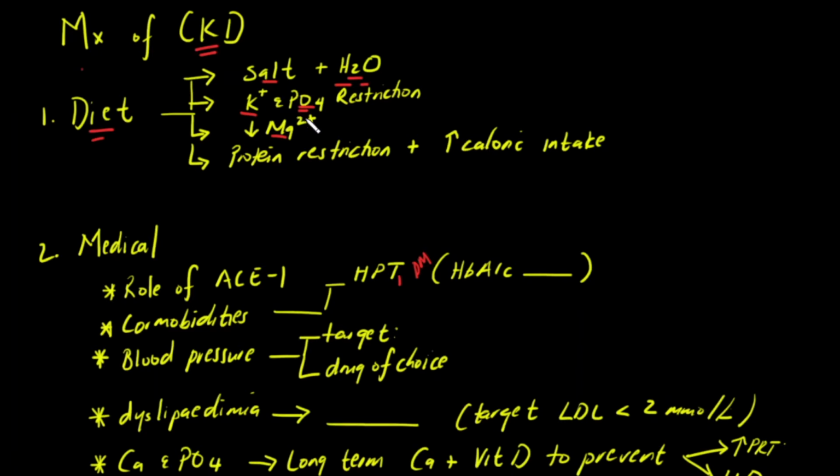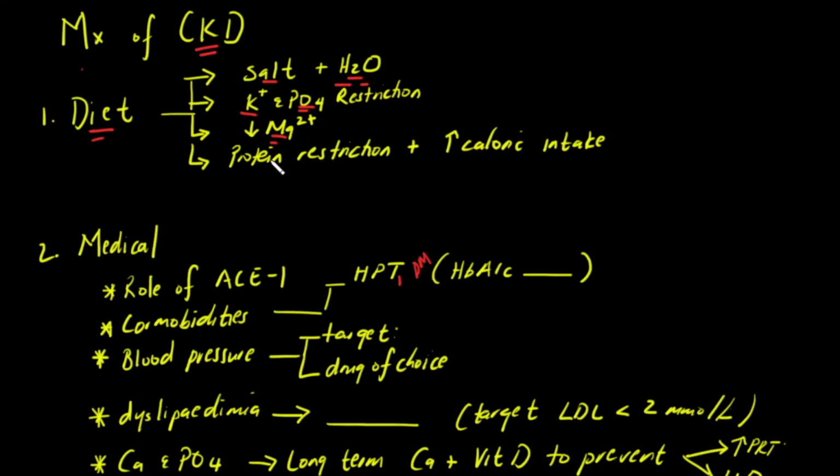And also avoid extra dietary magnesium. For example, you can use antacids, they are useful to do that. Very important because these patients are already deranged in these electrolytes.